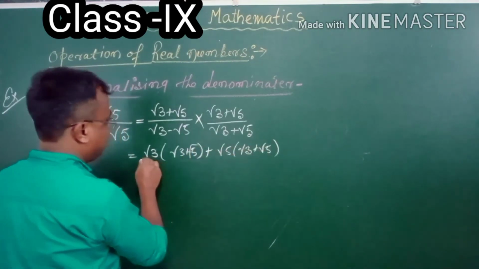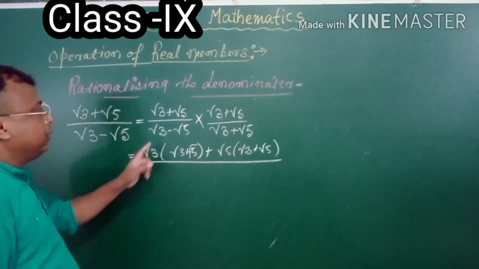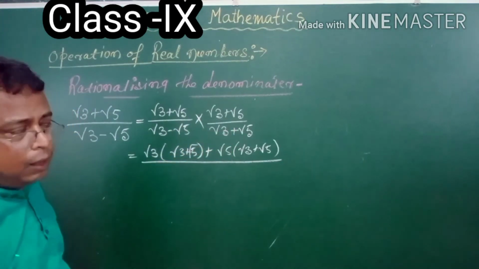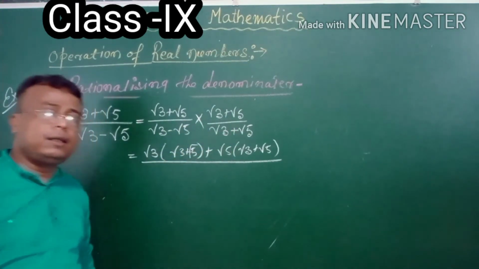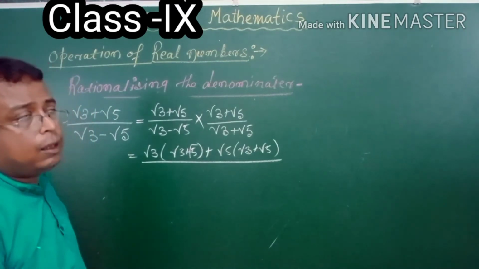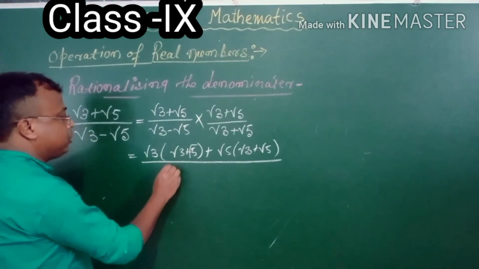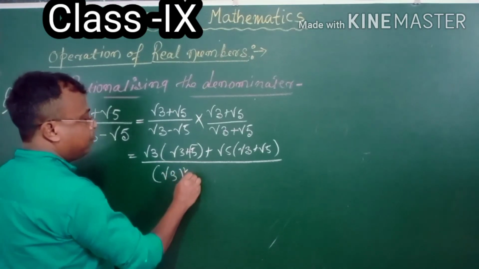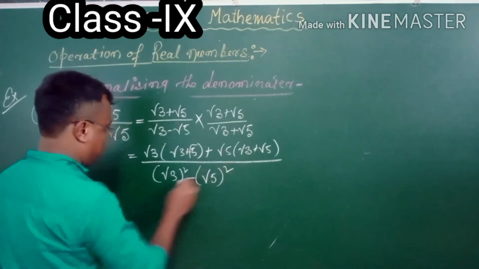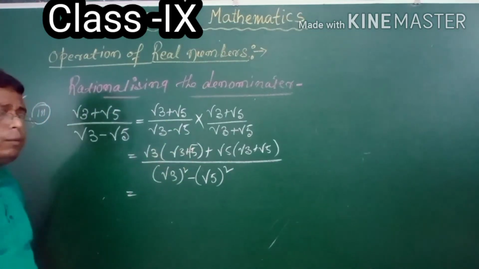Okay, so let us see. Now you see in the denominator a minus b into a plus b. This formula, which algebraic identity can you apply? A square minus b square. A square minus b square is what? Is a plus b into a minus b means a square minus b square. B means what? Root 5 square. Okay? So let us simplify the numerator.